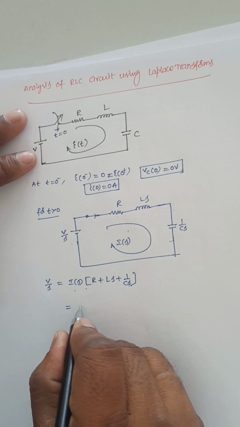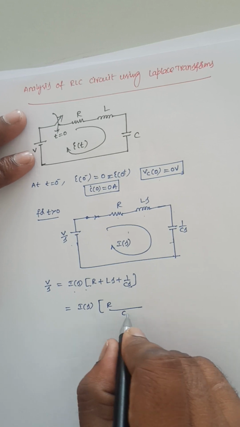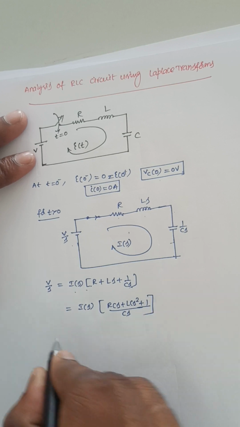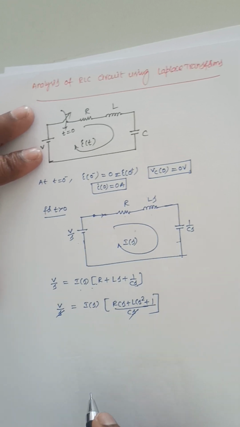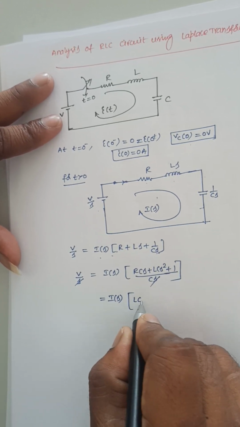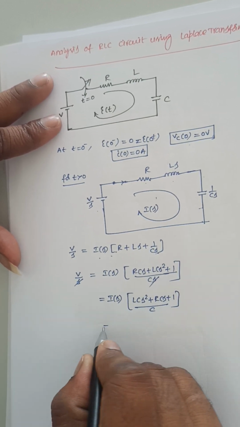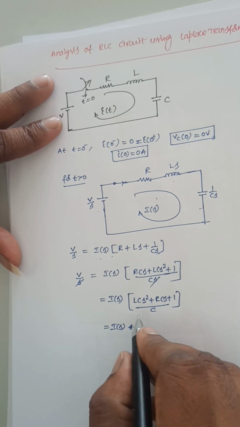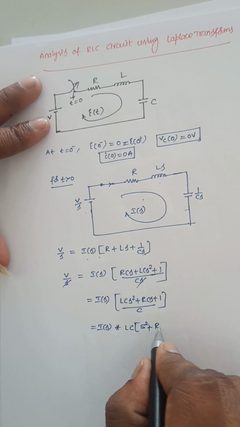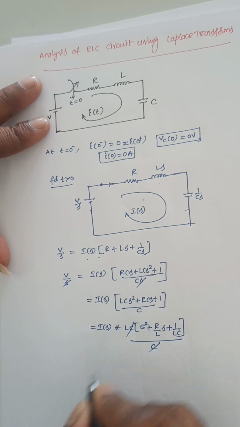Now this is equal to I of S into, if I take Cs as the LCM, RCS plus LCS square plus 1, divided by Cs. It is V by S. This S and this S will get cancelled here. So it is I of S into LCS square plus RCS plus 1, divided by C. I of S into LC, taking LC common here: S square plus R divided by L into S plus 1 by LC. This C and this C will get cancelled.